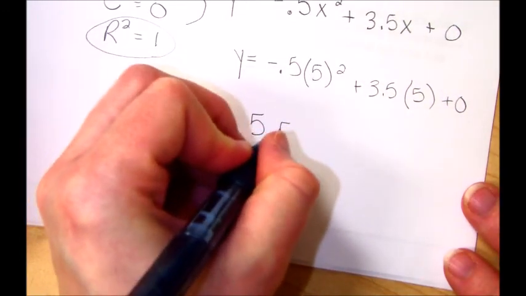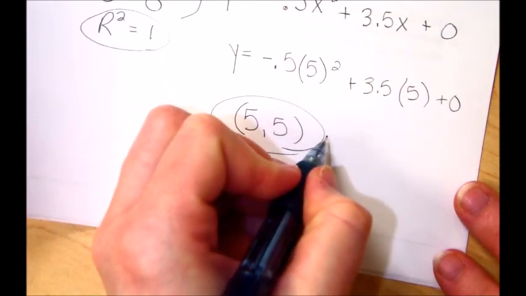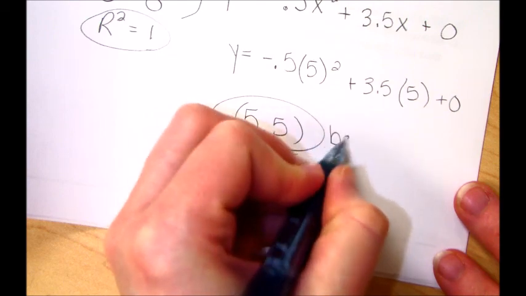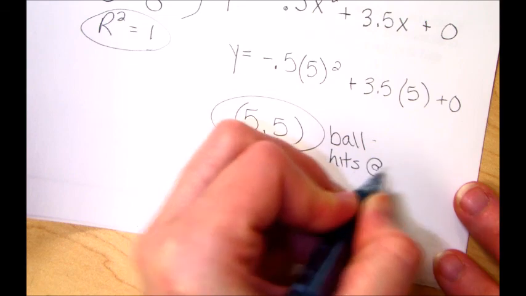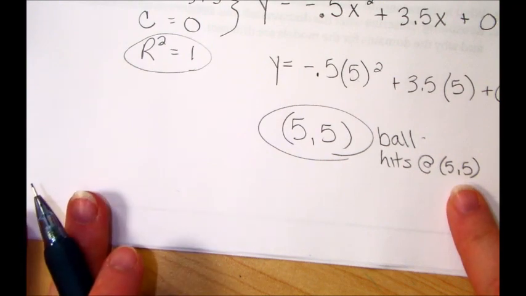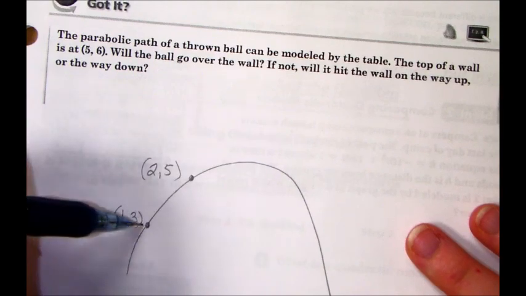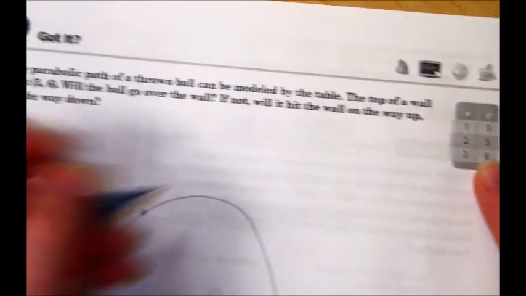So at 5, 5, this is the point on the parabola. This is the ball. The ball hits at 5, 5. So the question becomes, does it hit the wall at the very tippy top, which it will not because the wall's at 5, 6, or will it hit it on its way up or its way down? Well, let's take a look at our parabola. We know it hits at 1, 3. We know it hits at 2, 5. And it also hits right here at 3, 6.